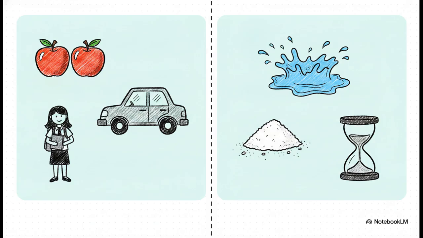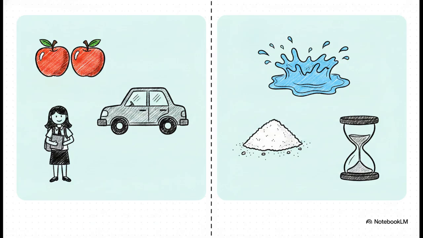Let's peek into that first bucket. Countable nouns are exactly what they sound like. They are individual, discrete items you can literally point to and count. 1, 2, 3. Apples, cars, students. And since you can isolate them, they can be singular, like 1 apple, or plural, like 3 apples.